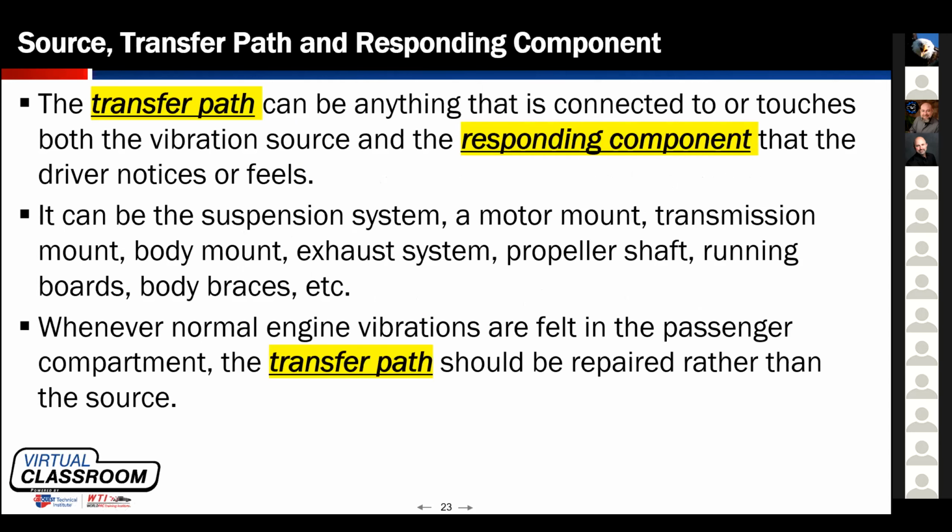Now, when we talk about transfer path, and this should make sense to you guys, a transfer path could be anything that is connected to or touches or insulates those vibrations. And of course, I put a whole list here. I said, guys, a transfer path could be motor mounts, transmission with body mounts, exhaust systems, anything that might transfer that. If it's transmitting a normal source vibration, we have to fix the transfer. But then we move into the last part of this called the responding component.